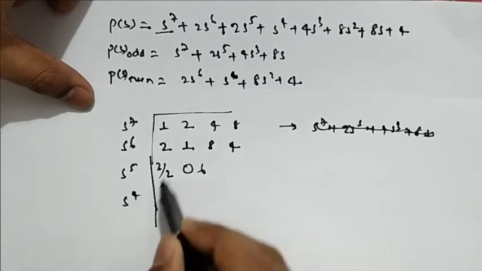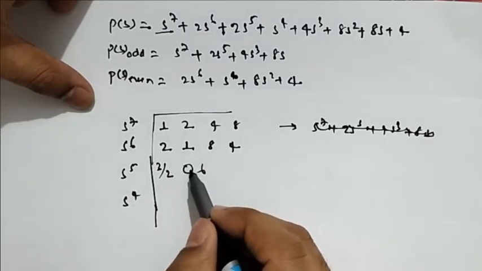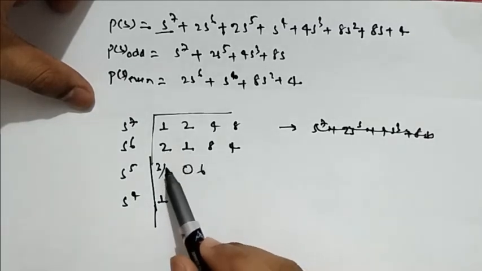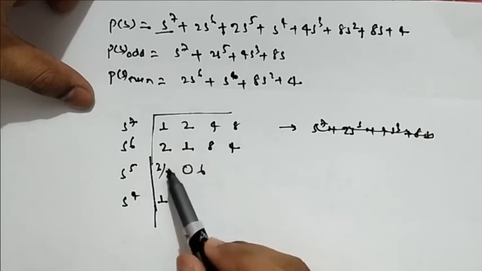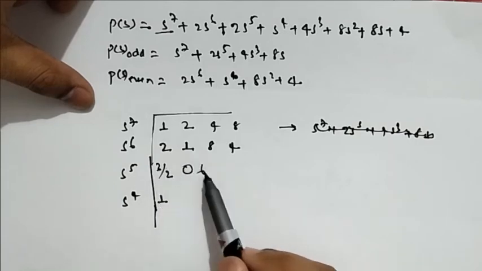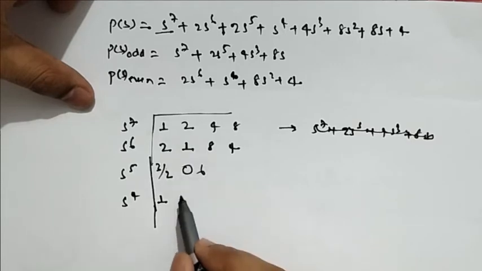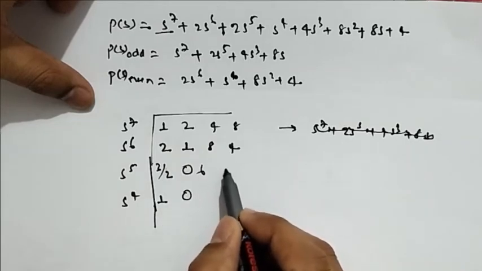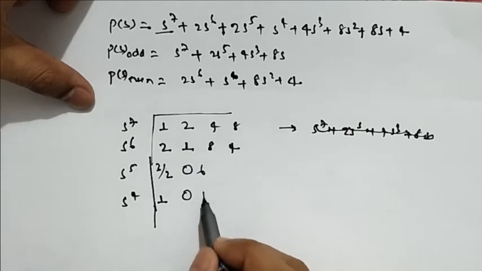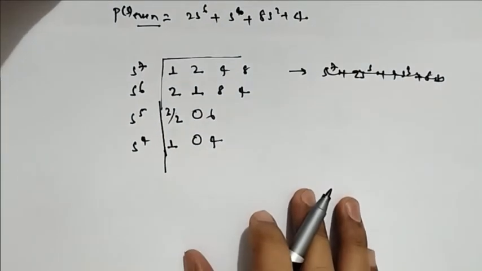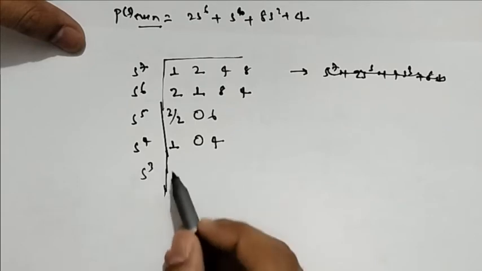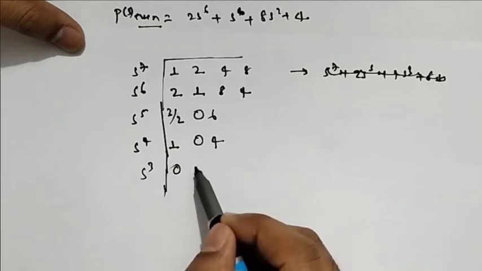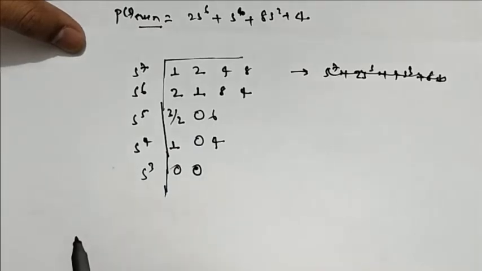Now for s to the power 4, 3 by 2 into 1 minus 0 into 2, it is going to give me 1 only, and 3 by 2 into 8 will be 12. 12 minus 12, 6 into 2, it is going to give me 0. 3 by 2 into 4 is going to give me 6, and here it is 0. 0 into 2 is going to give me 4. Now if I try to proceed further to s cubed, 1 into 0 minus 0 into 3 by 2 is going to give me 0, and then this term will also be 0. So I cannot proceed further.